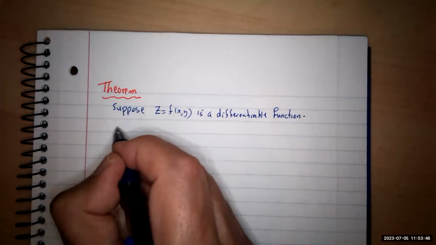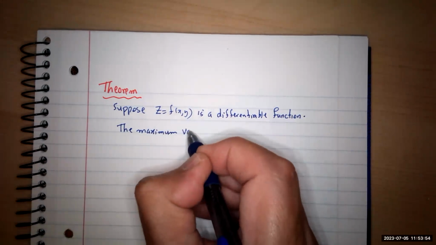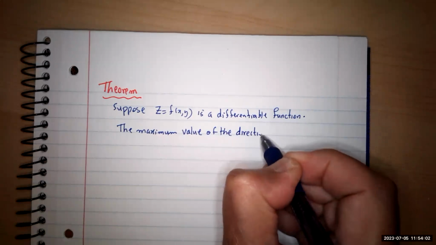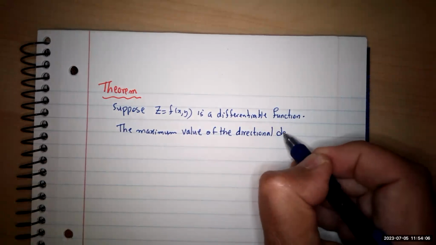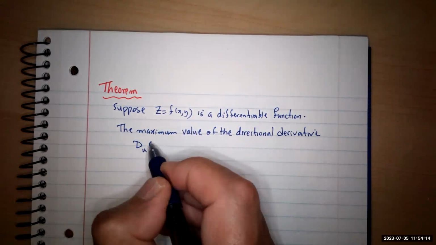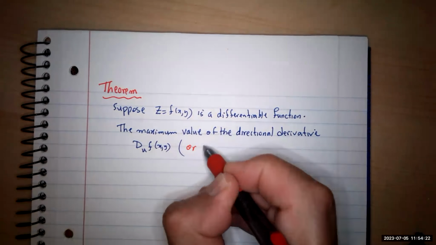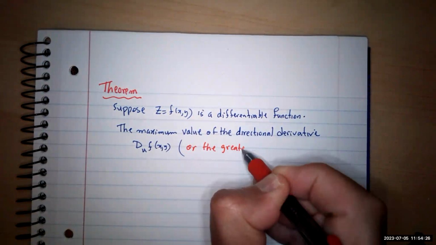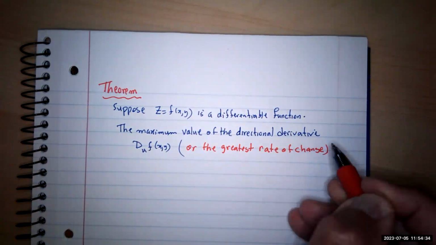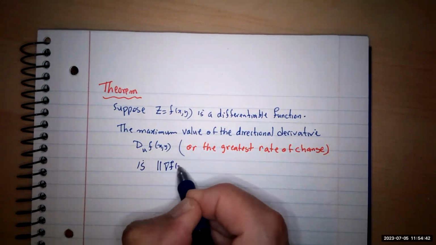Okay, then the maximum value of the directional derivative of f of x y in the direction of u, or sometimes in the sense of a problem in your book, they call it the greatest rate of change, same thing, is going to be the norm of the gradient vector of f at x y.